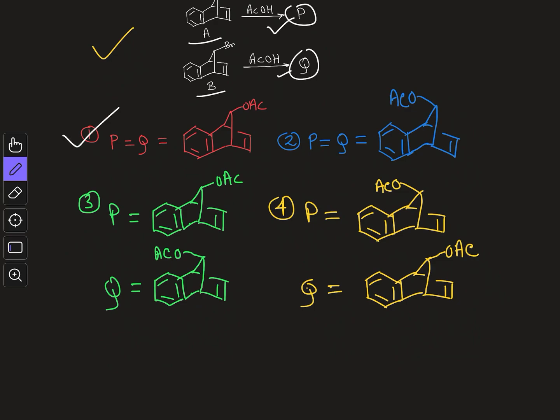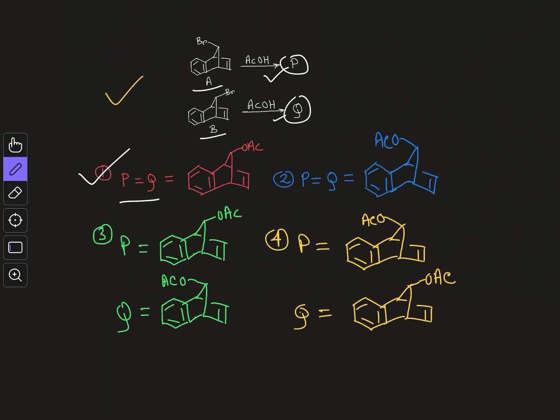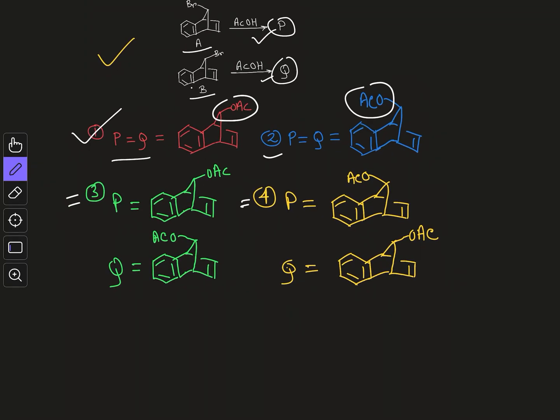In option 1 they say that both P and Q will be the same, that is, from these 2 isomers A and B you will get the same product, and this OAc will be on the right hand side. In option 2 they say that P and Q are the same and OAc will be on the left hand side, but in options 3 and 4, P and Q are given as different products. In option 3, P is given with OAc on the right hand side and in Q, OAc on the left hand side, and the reverse is there for option 4. So we will see how we will get the product, whether we will get the same product or not.